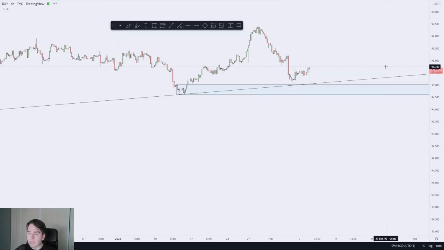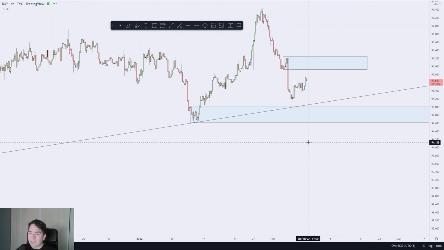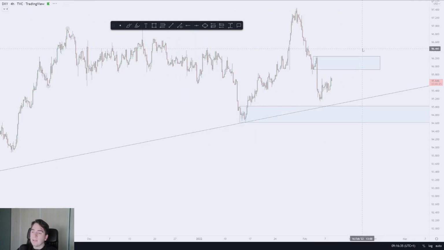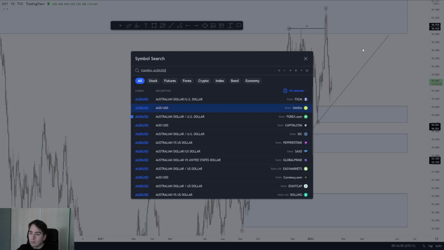For the rest, not really interested. Also looking at the 4 hour, I'm not really seeing anything that interests me personally. So that said, let's head over to Aussie dollar.